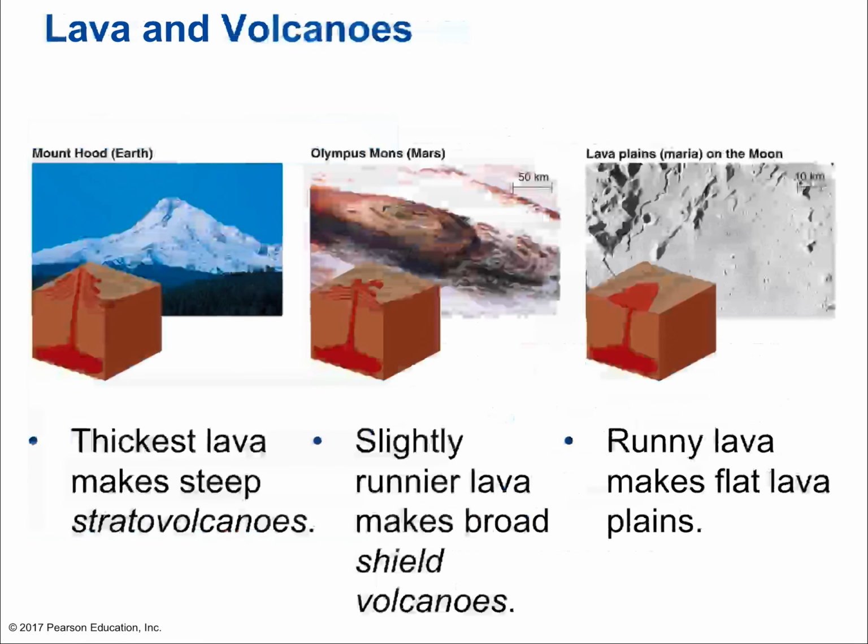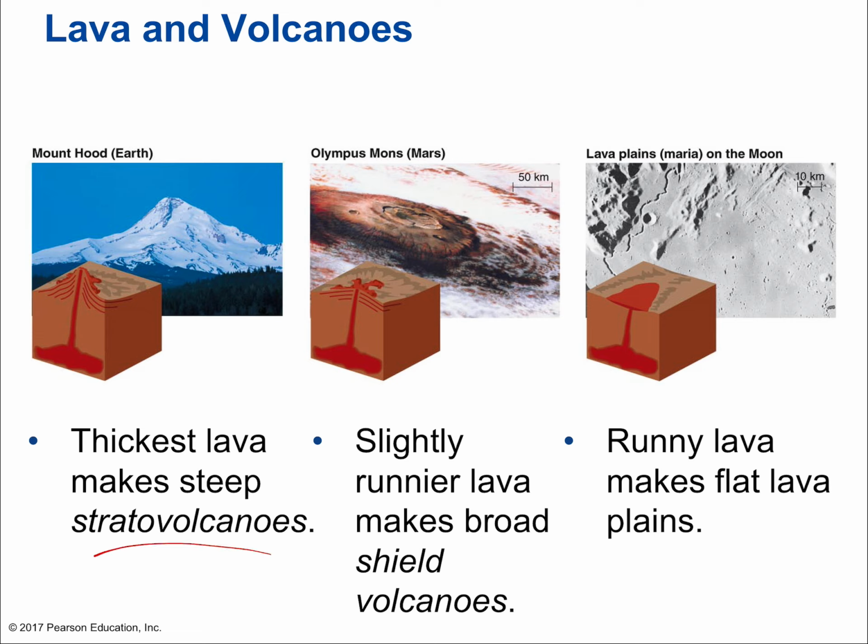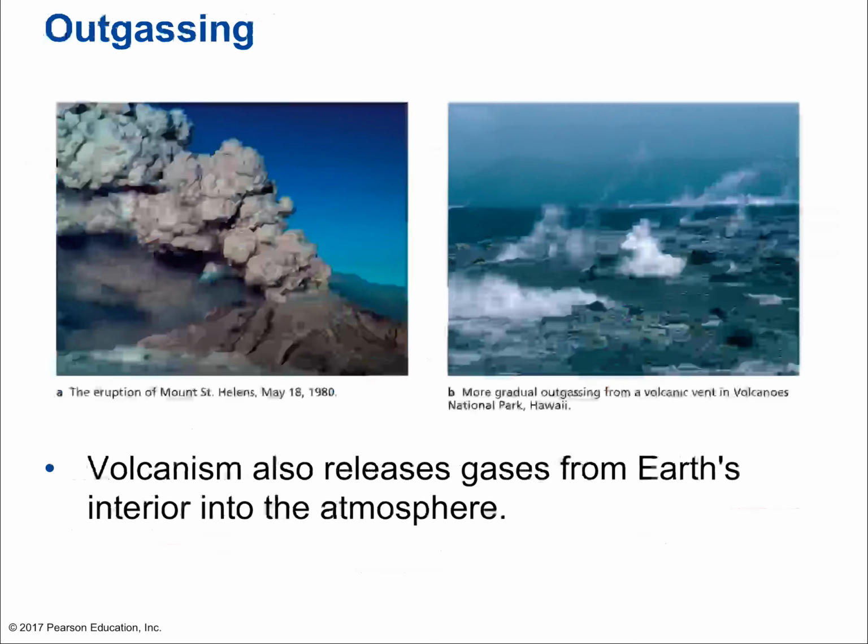Let's talk a little bit about lava and volcanoes. The thickest lava makes steep volcanoes, which are called stratovolcanoes. Slightly runnier lava makes broad shield volcanoes, like the biggest volcano in the solar system, Olympus Mons on Mars, which is a huge shield volcano. Runnier lava still doesn't make any real volcanoes, but just makes big lava flats, also called lava plains. The Maria on the moon are an example of very runny lava making huge lava plains. Wait, lava on the moon? Are there volcanoes on the moon? Not anymore, but there used to be. All right. Outgassing is very similar to volcanic behavior.